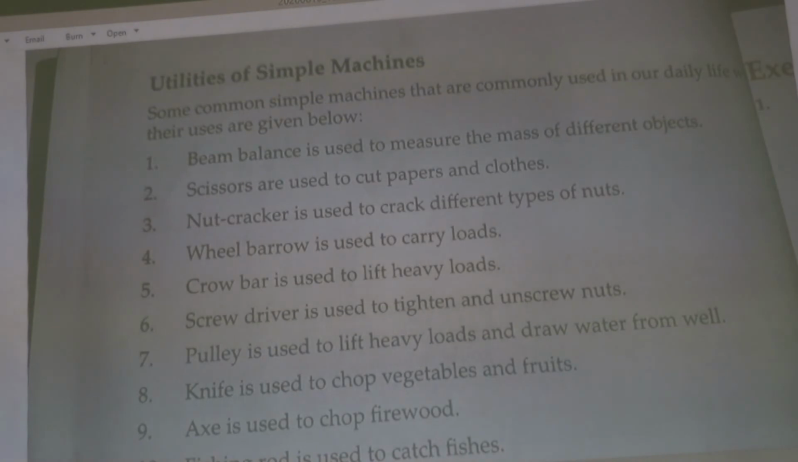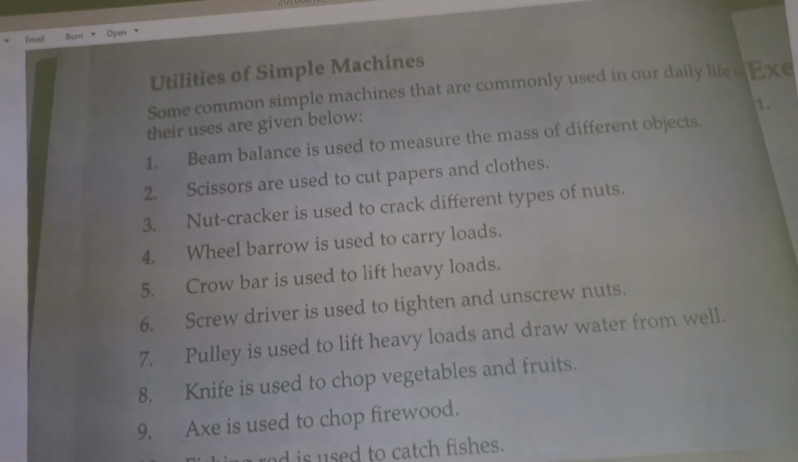Now, utility of simple machines. What are the uses of simple machines? Some common simple machines that are commonly used in our daily life with their uses are given below. Number 1, beam balance is used to measure the mass of different objects. Number 2, scissors are used to cut paper or cloth.